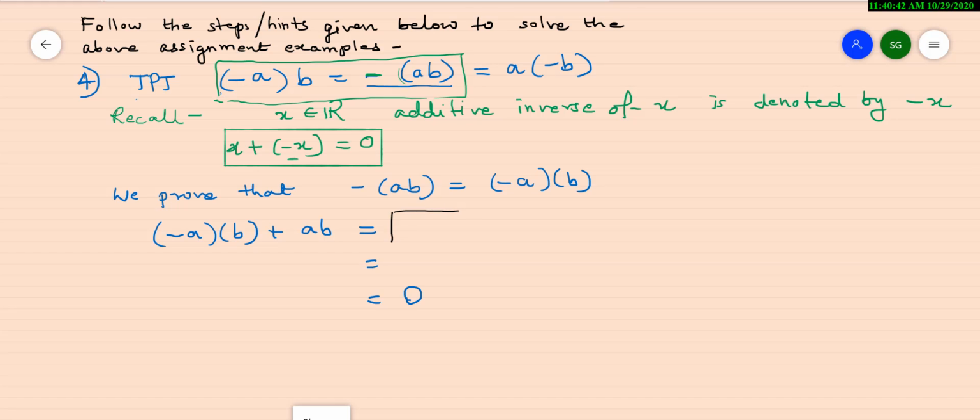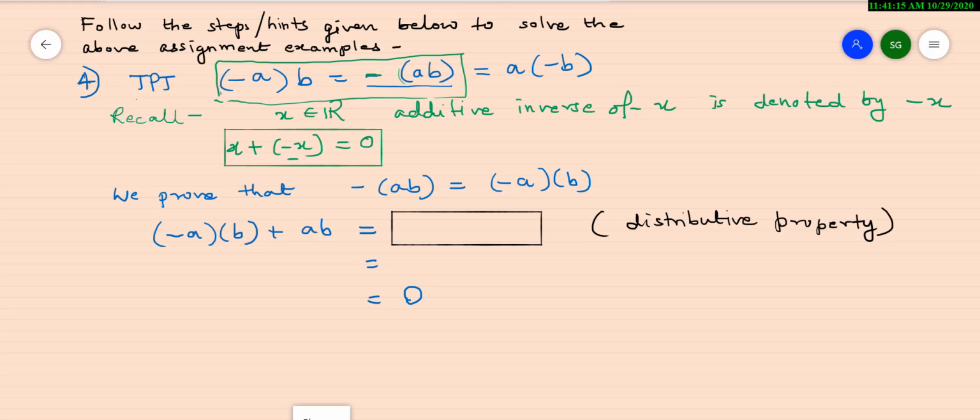And for this step, what you have to use is the distributive property. So you can refer to the axioms which are given to you already. Please read them again and again. That is the fundamental thing which you need to know. So using the distributive property, you have to follow this particular step and fill in the gap.